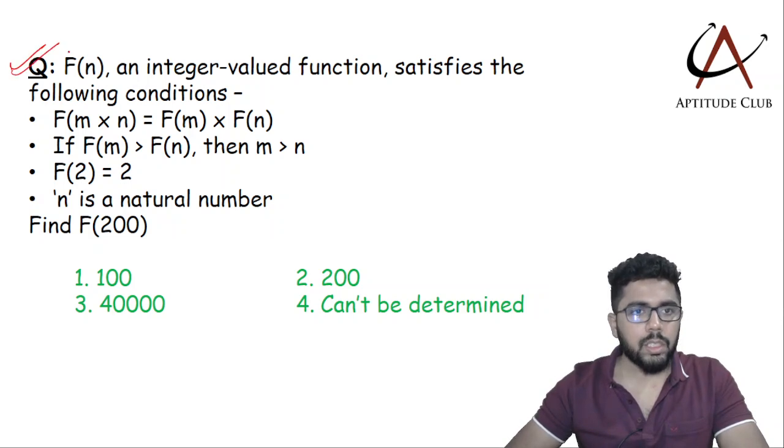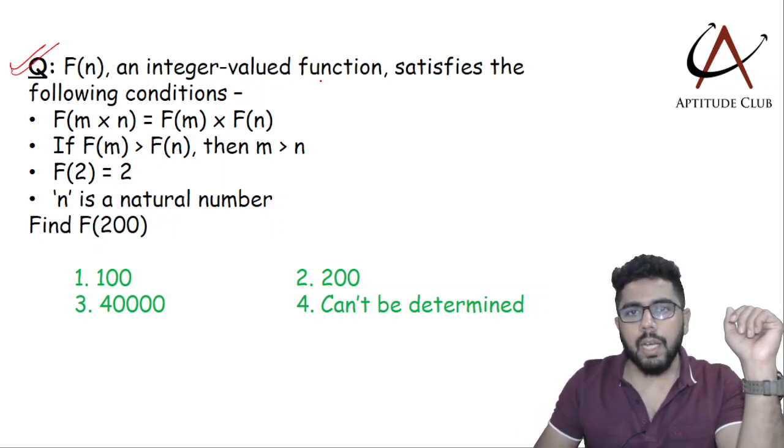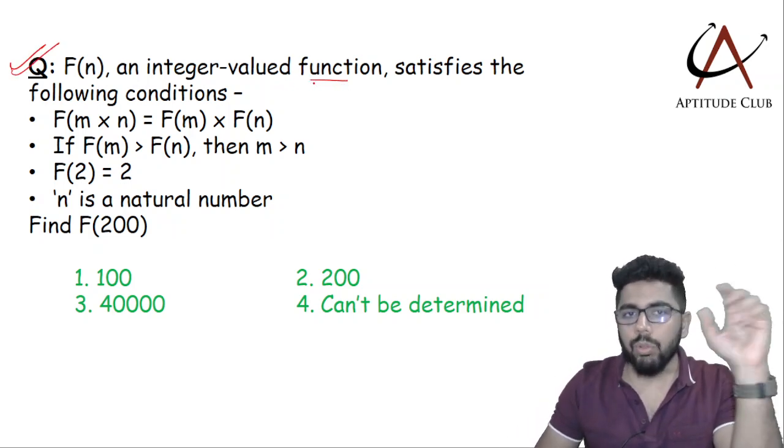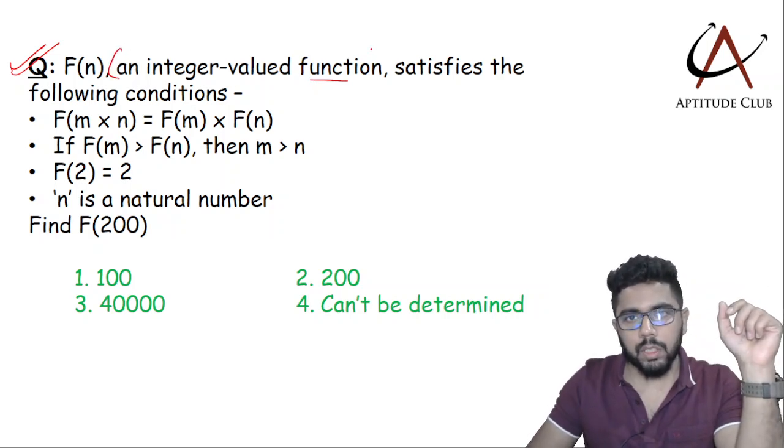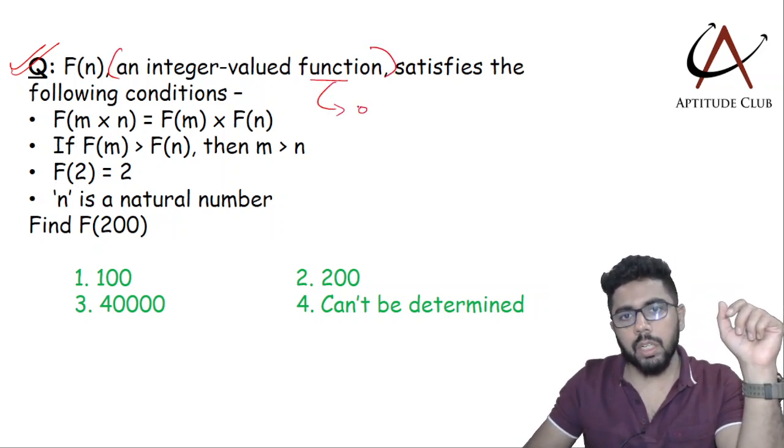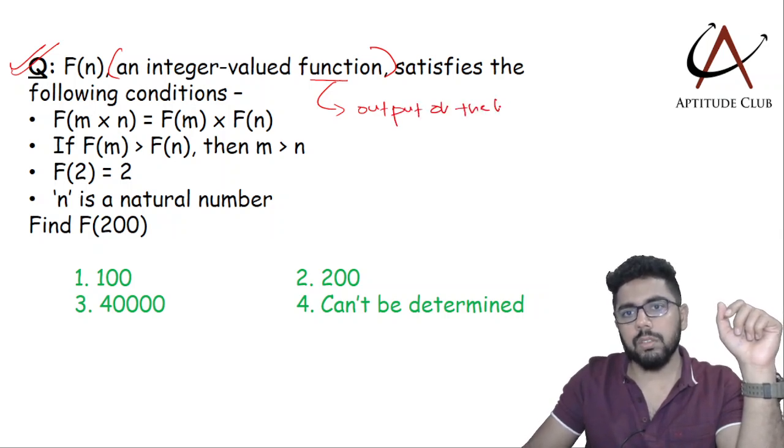So let's start. So f(n), an integer valued function. Integer valued function. What's the meaning of this? Integer valued function means output of the function is always an integer.